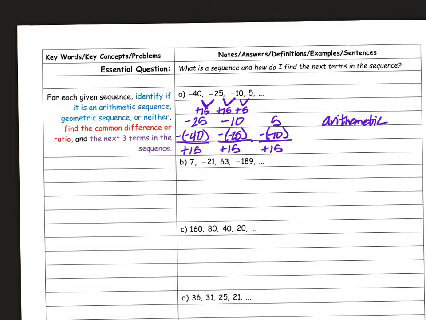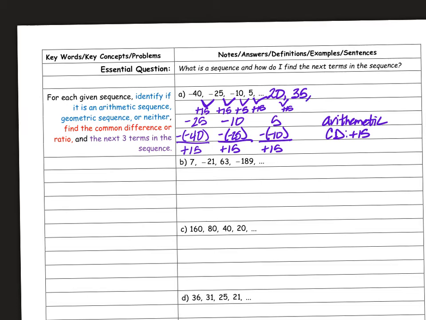And then the next section says find the common difference or ratio. Since it's arithmetic, it has a common difference, and my common difference is plus 15. Awesome. And then the next step says find the next 3 terms in the sequence. How do I do that? How do I go from 5 to the next term? Well, I'm just going to add 15. 5 plus 15 is 20. And then again, I'm going to add 15 again. So 15 plus 20 is 35. And I'm going to add 15 again.